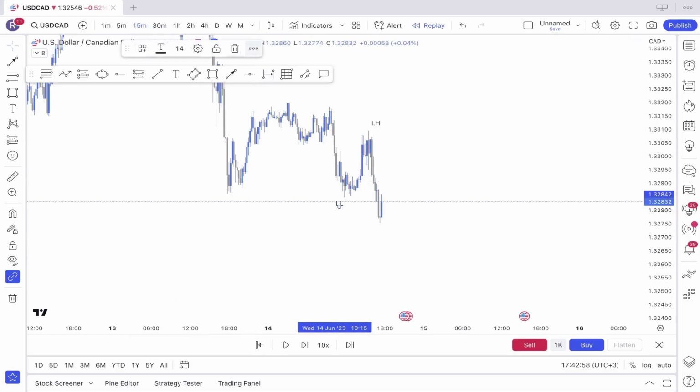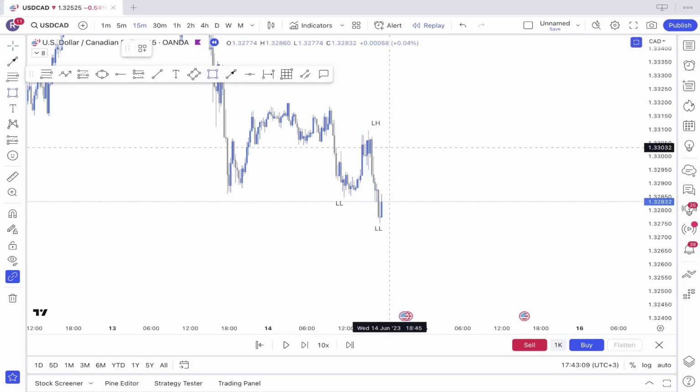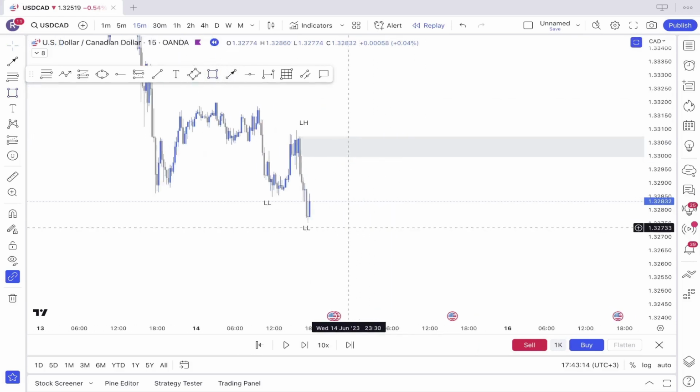Let me quickly clone it so we can mark it as well. Boom, lower low, lower high, and lower low. Clearly the market is in an intraday downtrend. Now we can mark our order block or our supply level, which would be this one right here, very clear. Okay, and let's see what happens.